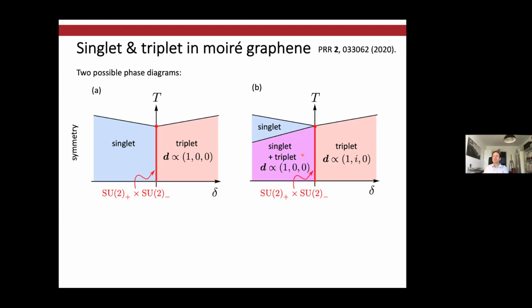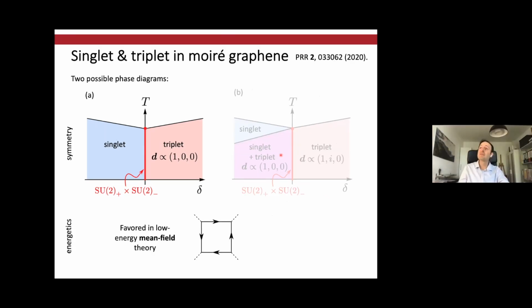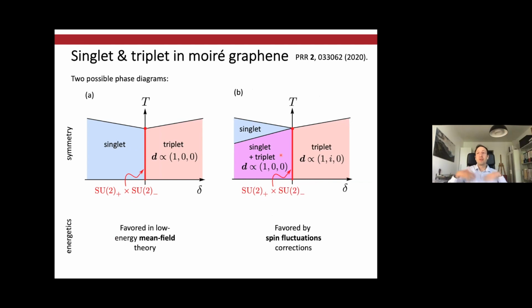So this is the symmetry discussion, and we also looked a little bit into generic energetics. If you compare these 2 options, you can see that any low energy mean field theory will always favor phase diagram A over B, just because it optimizes the gap structure. But if you consider fluctuation corrections to this quadratic term in the Ginzburg-Landau expansion, you actually can show that if these are sufficiently strong, you can favor phase diagram B over phase diagram A.